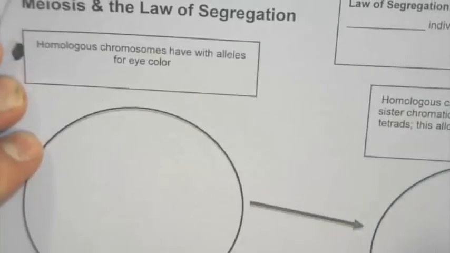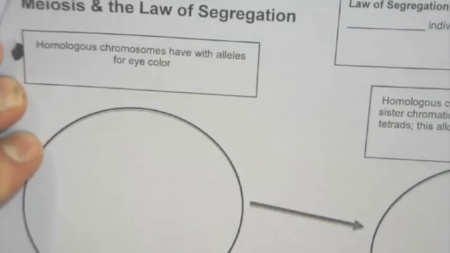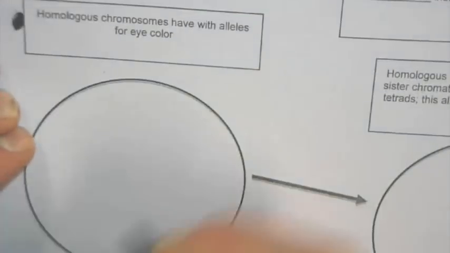Today we're going to take notes on meiosis and the law of segregation. Meiosis is the production of gametes, which in humans is sperm and egg cells. Today we're going to start with our first circle here. We're going to call this interphase.